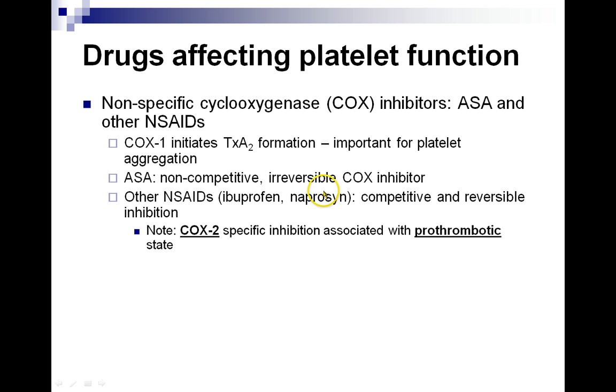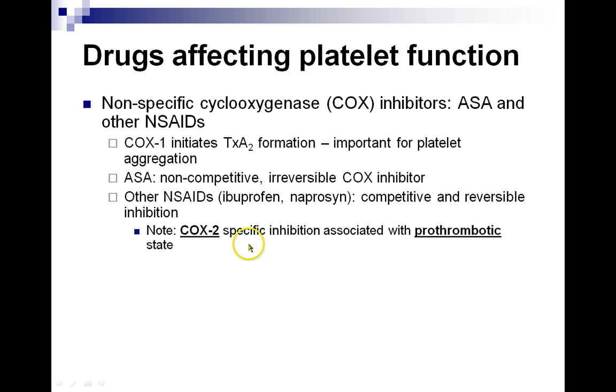So aspirin is a non-competitive, irreversible COX inhibitor. It inhibits both COX-1 and COX-2. The other NSAIDs like ibuprofen or naproxen are competitive and reversible inhibitors of the COX enzyme. But something that's completely COX-2 specific actually does not get involved with this process here, with this platelet aggregation.